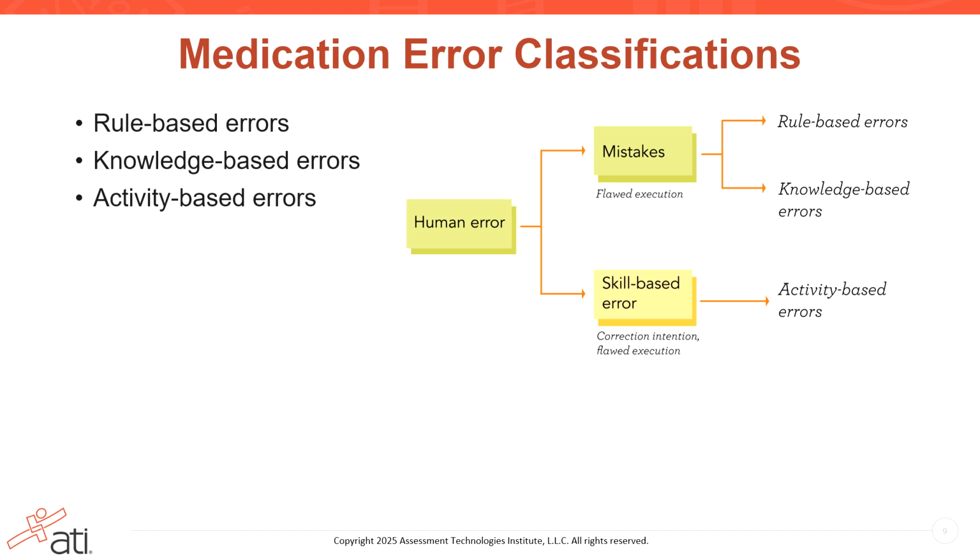Some different error classifications. Rule-based, that's when we're not adhering to the standards of practice. Knowledge-based, this is when I don't know about that medication. I don't know a client history. Maybe they've had an insensitivity to that medication before, or maybe I don't know how to give the medication. Activity-based, these are the things like distractions. If we check our email or stop to text in the middle of a med pass, things like that, not answering our calls, maybe we get distracted by an alarm. All of those are activity-based errors.